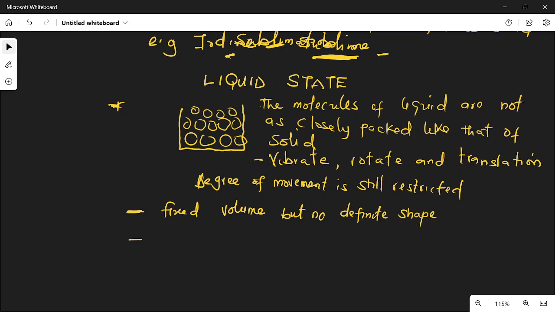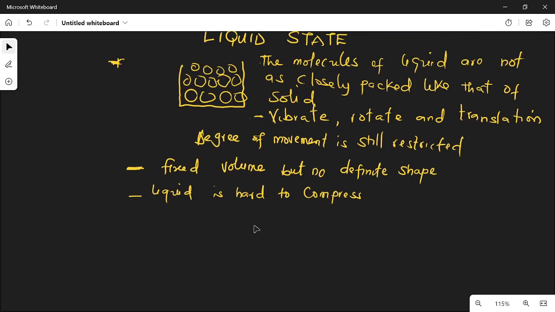And again, liquid is hard to compress. I've explained the meaning of compressibility. It means that you cannot actually force the molecules of liquid to occupy a smaller place. Very, very important.